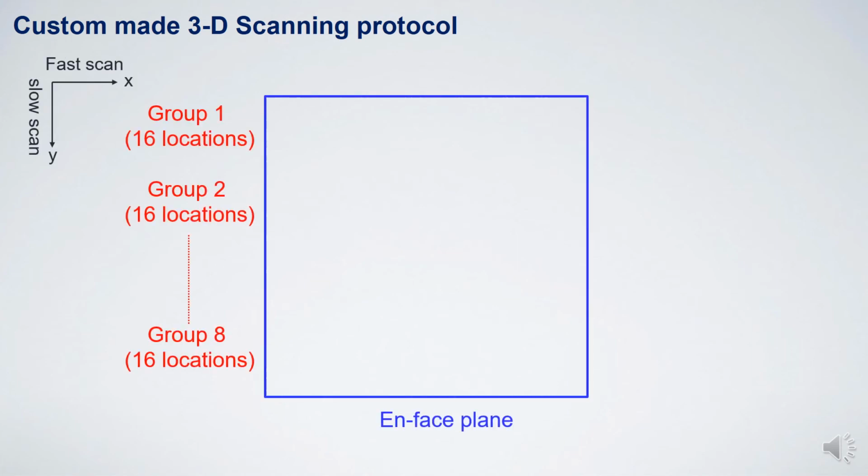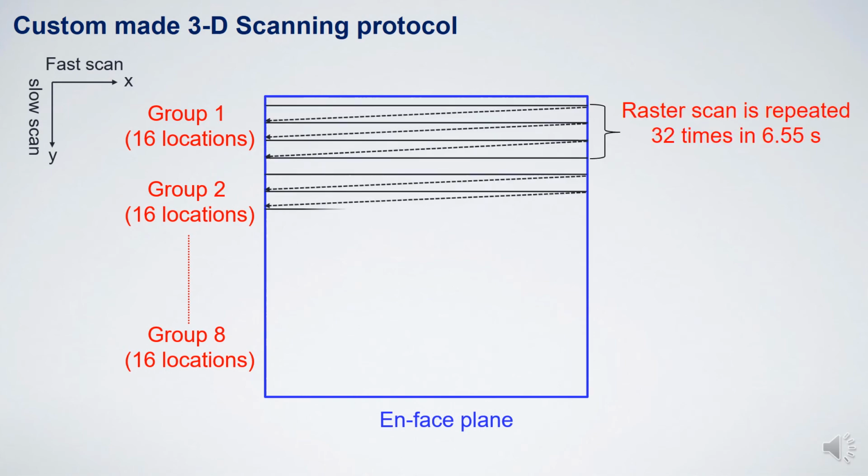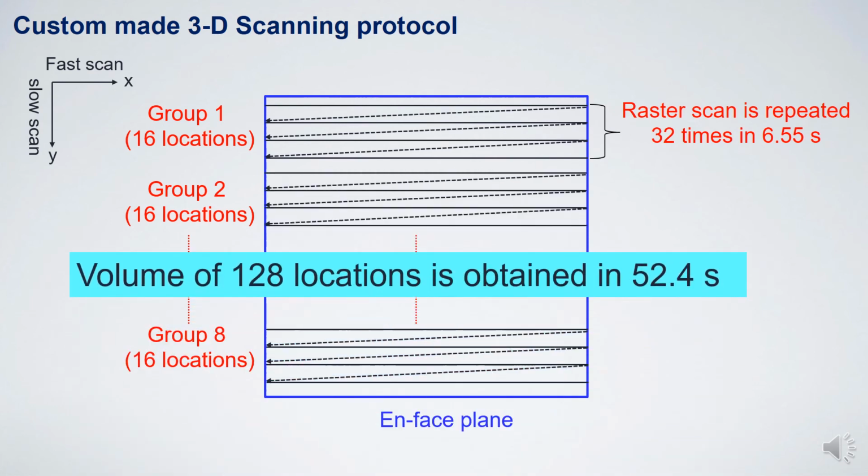Based on the optimization analysis, we made a custom-made 3-dimensional scanning protocol where we divided the en face plane into 8 groups, and each group contains 16 locations, and these groups have been scanned using raster scanning, and this scanning is repeated 32 times in 6.5 seconds. So finally, we obtained a volume of 128 locations in 52 seconds.